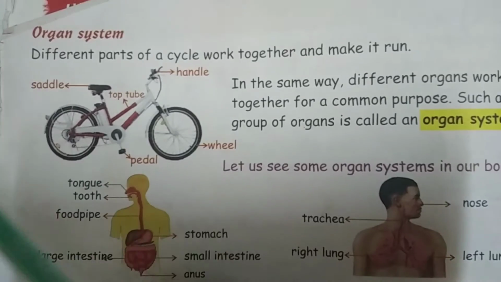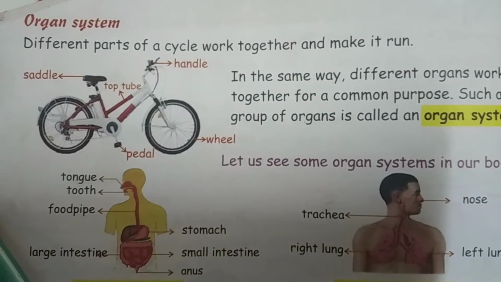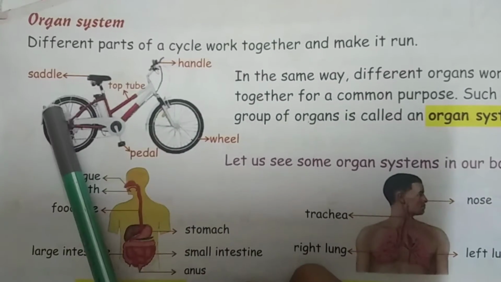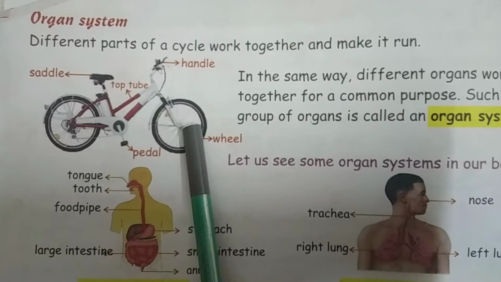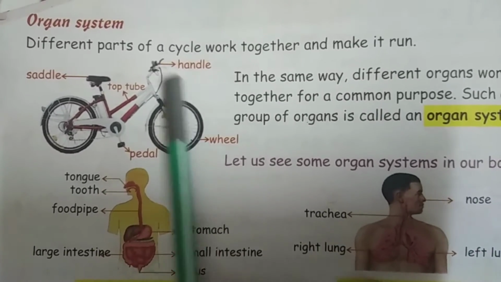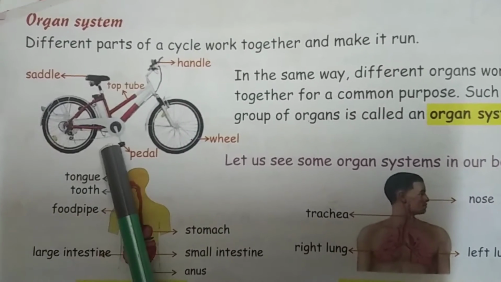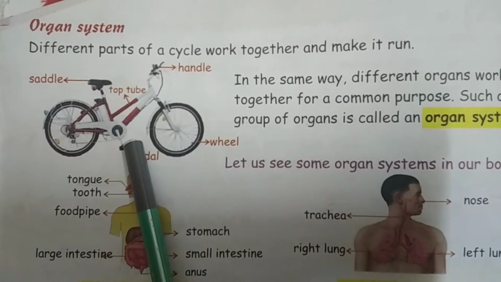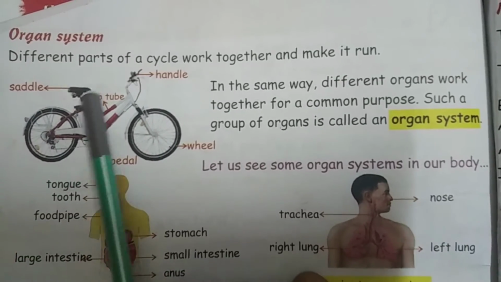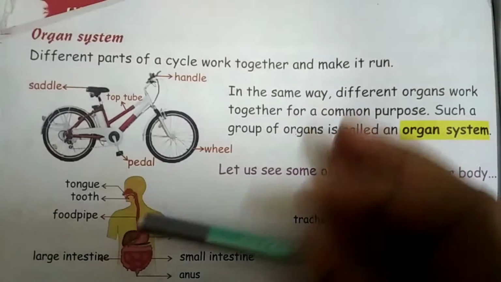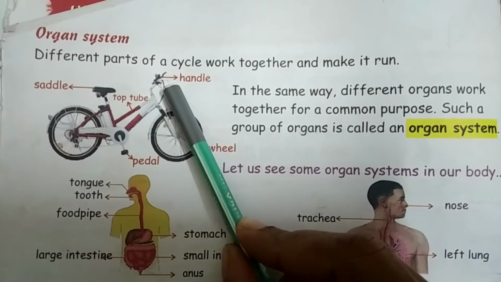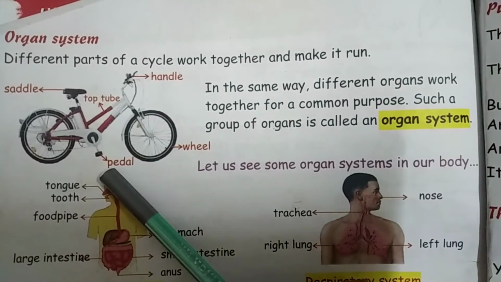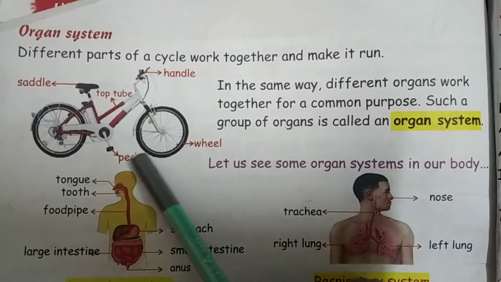Now, we will discuss the different organ systems in our body. Think of the different parts of a cycle. You can see here, this is a cycle and these are different parts of the cycle. The different parts of the cycle work together and make it run. Yes or no? Yes. For example, the saddle, the seat portion where you can sit, and the handle which balances, right? And the wheels that move. And the pedal also. By moving the pedal only, we can move along.